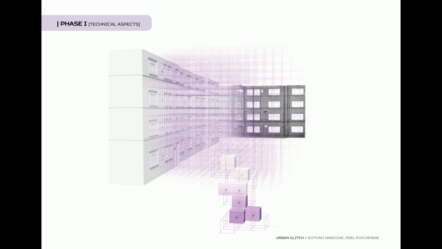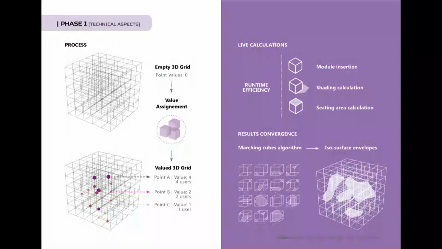The computational infrastructure of the game is based on the existence of an underlying 50 by 50 by 50 centimeters 3D grid that is invisible to the players. And basically, every time a player is adding a module on the site during runtime, the closest point of the grid is taking the value of 1. And this organization helped us achieve two major things.